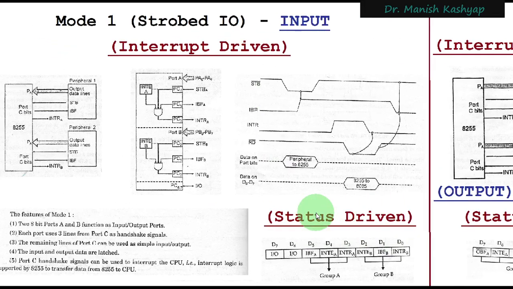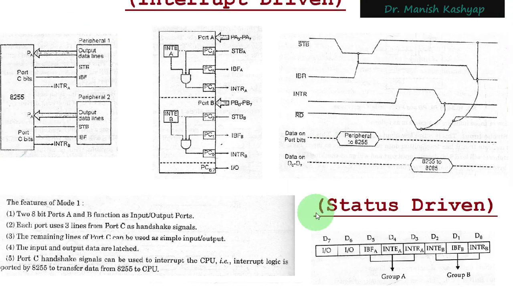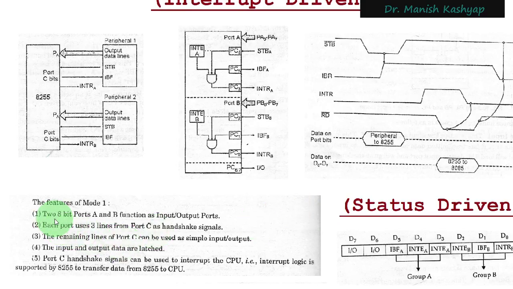So now let us have a look at some features of mode 1. In this mode 1, two 8-bit ports A and B function as input output ports. That's what we have already seen. We have seen the mechanism for input. For output, we are going to discuss it shortly. Each port uses 3 lines from port C as handshake signals. So 3 lines, 2 for input and 1 for output, are used as handshake signals. The remaining 3 lines of port C can be used as simple input output.